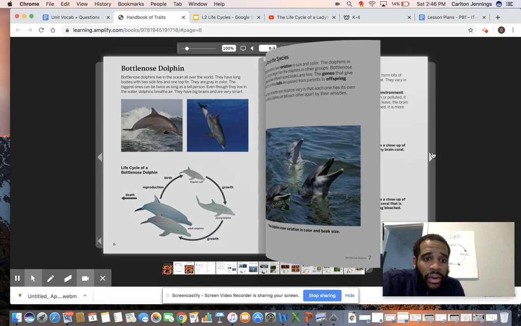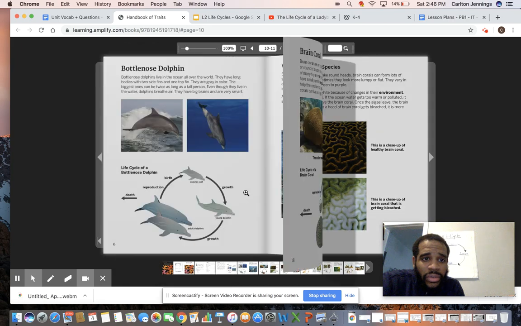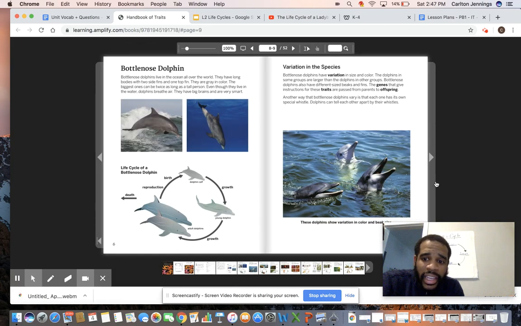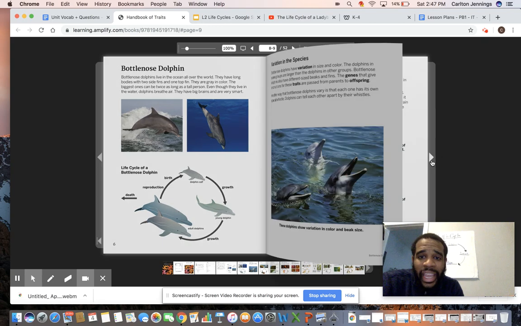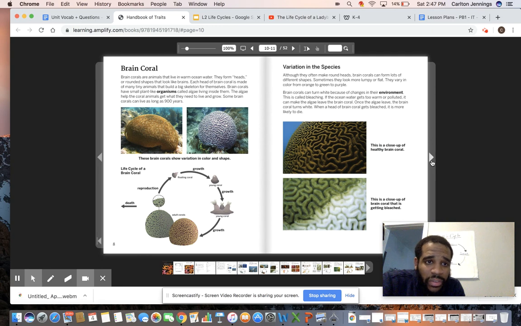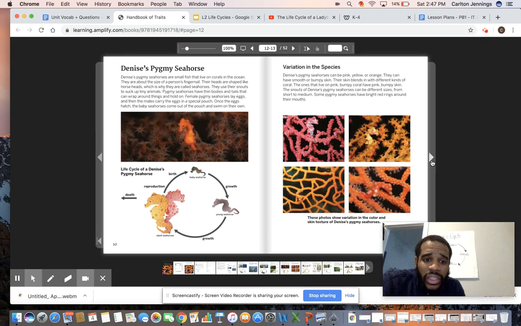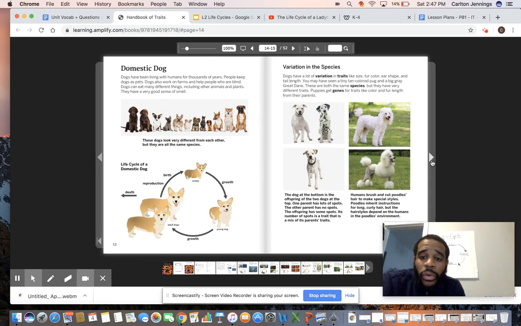So we have the bottlenose dolphin. It started from a calf. Dolphins are born like humans. They are mammals, so they have a mom and dad, and they have a baby, not an egg. Reproduction from a brain coral. It starts as a floating coral. So we still don't see pupa, not yet. Denise's pygmy seahorse. They have babies too. They don't have eggs. Wow, something new. Domestic dogs. These are like the dogs in your house. Domestic means kind of like house. They have a puppy, which is also not an egg or a pupa.